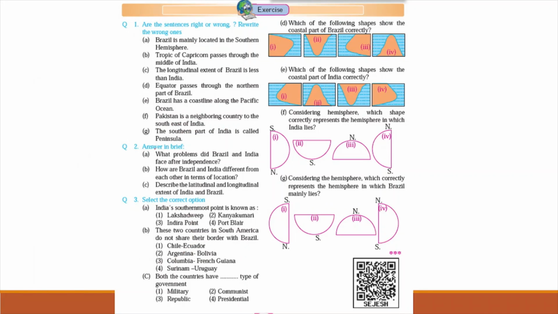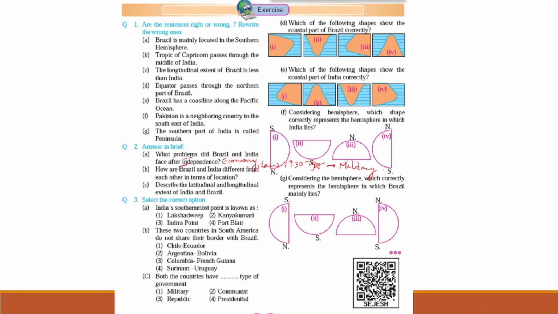Now they've asked to answer in brief what are the problems that Brazil and India both faced after independence. The main problem was regaining their economy as well as the law, because from 1930 to 1985 we saw that Brazil faced some problems and they had the military rule over there. So these are the two major problems that both the countries faced after being colonies. India was a colony of the Britishers and Brazil was a colony of the Portuguese.